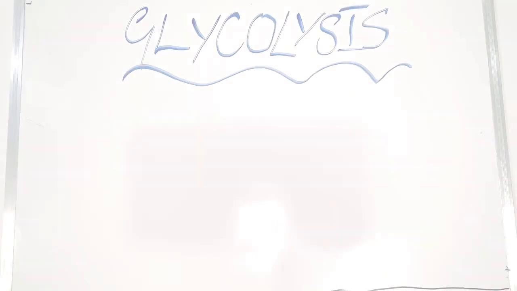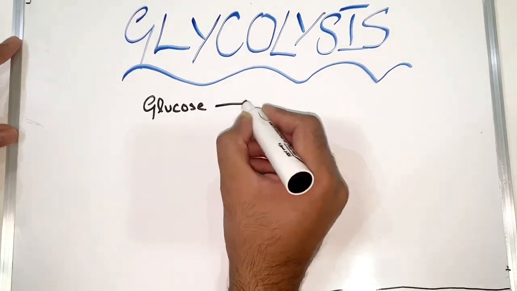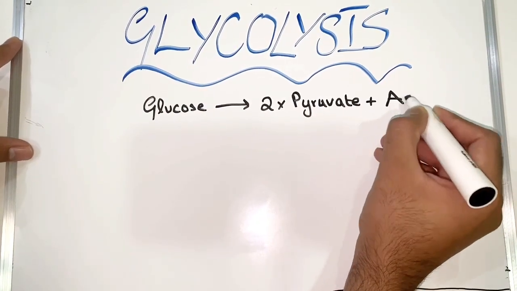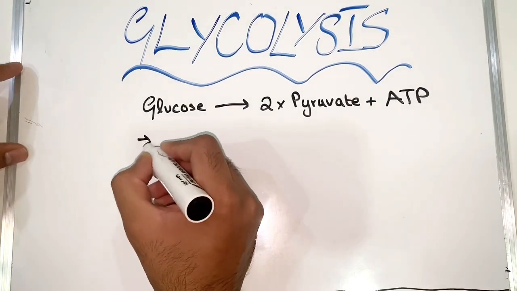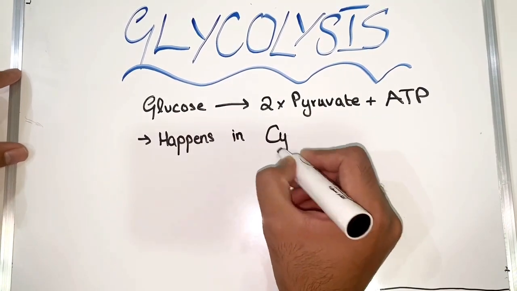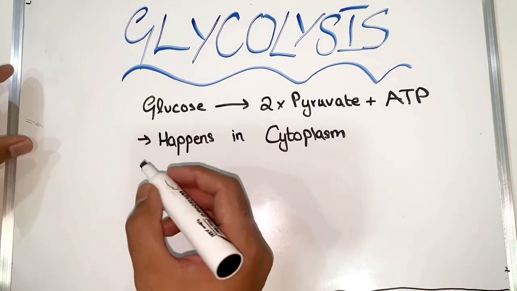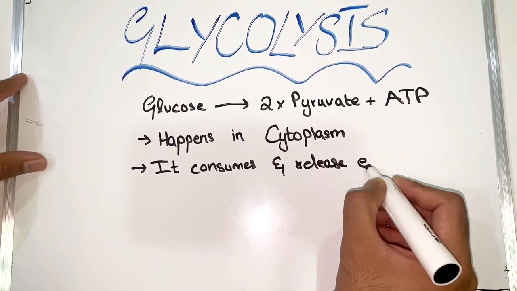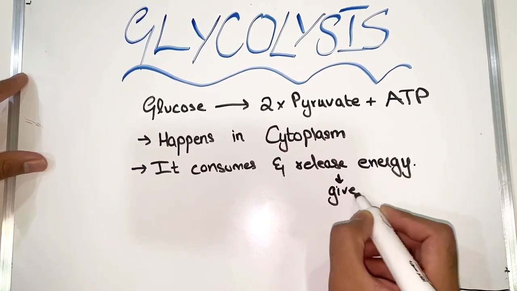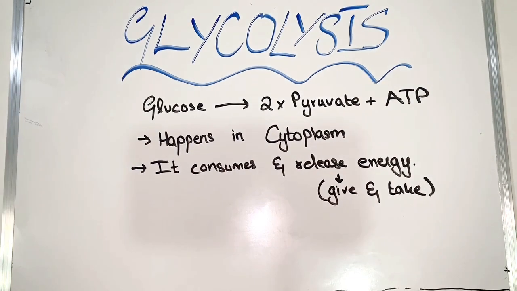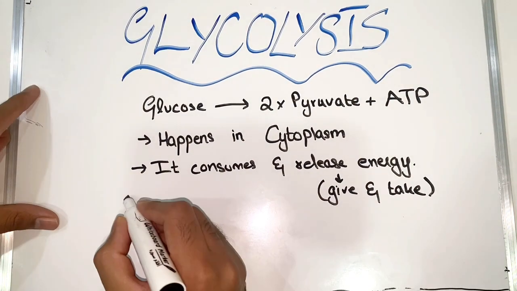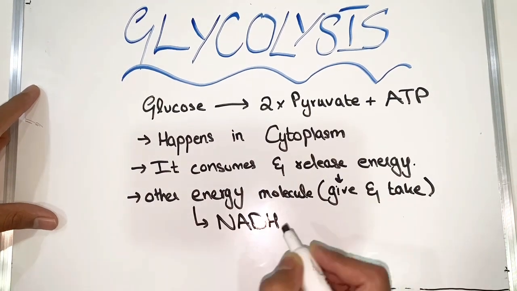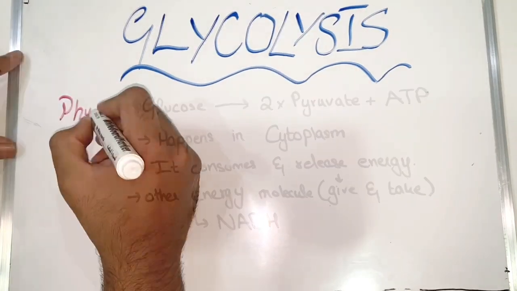Today's topic is glycolysis. Glycolysis is a process in which we convert glucose into two pyruvate molecules and also get some energy molecules in the form of ATP. This process happens in the cytoplasm. In this process, we invest some ATP and at the end we gain some ATP. So it is like a give and take process. We also get another energy molecule from it that is called NADH. So we get ATP and NADH from it.